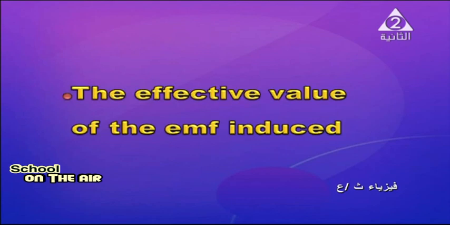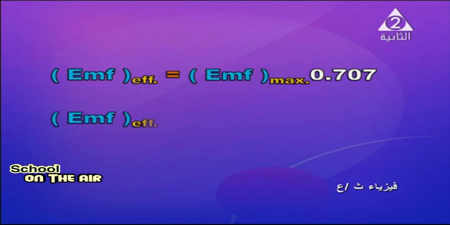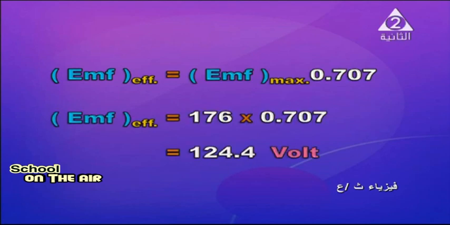Still working on the same problem. We want the effective value, and it is clear cut, simple, so easy for you. The effective value equals the maximum times 0.707. The maximum equals 176.